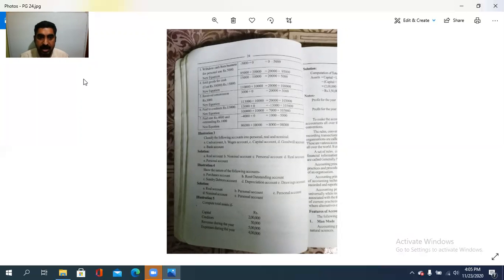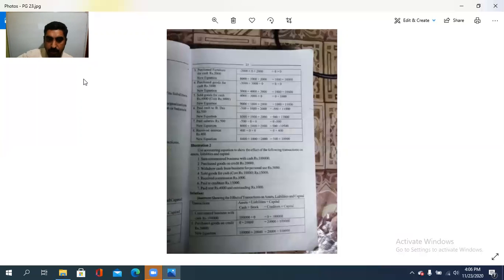Then after that, paid rent 4,000 and the outstanding 1,000. So there should be some outstanding. That outstanding rent should be treated along with the liabilities. Outstanding rent is a liability, isn't it? Cash paid is 4,000, but outstanding will be there as 1,000 more. So that is treated as a liability. In this way, we need to write it. So we will do it now.